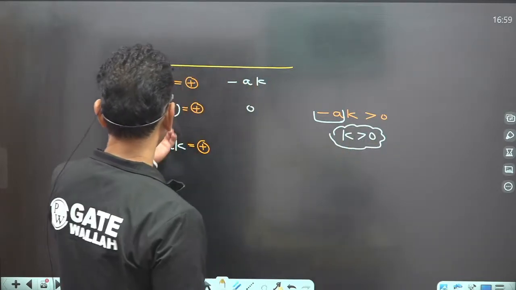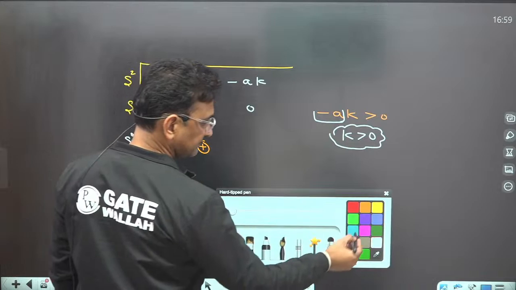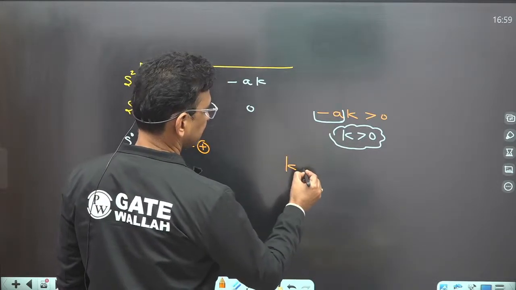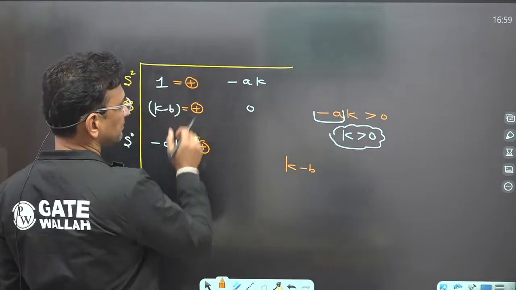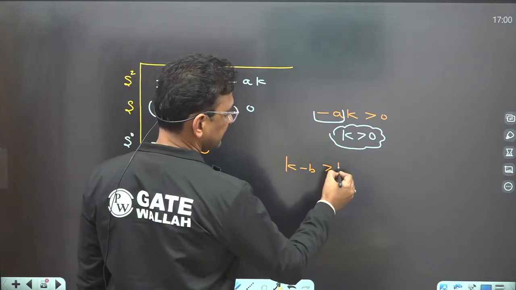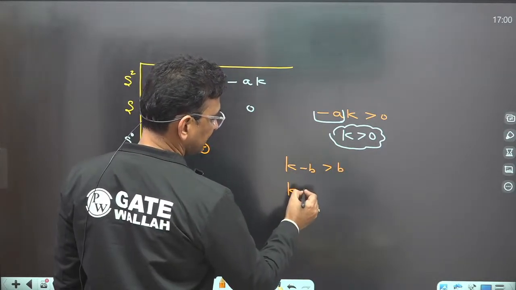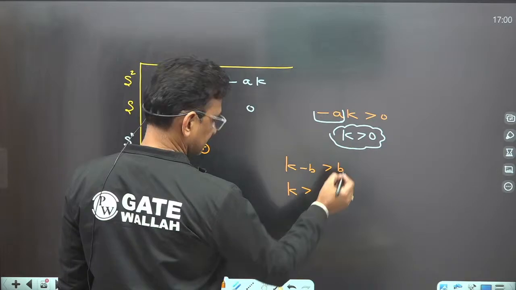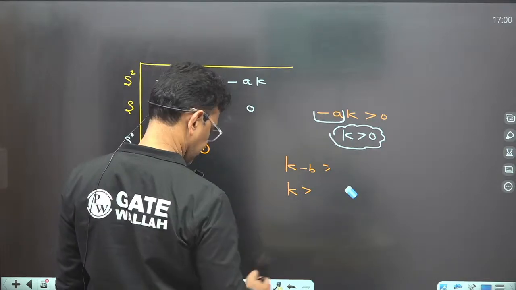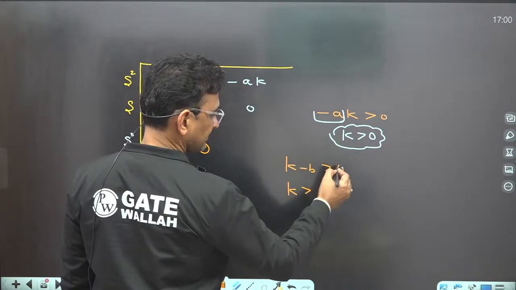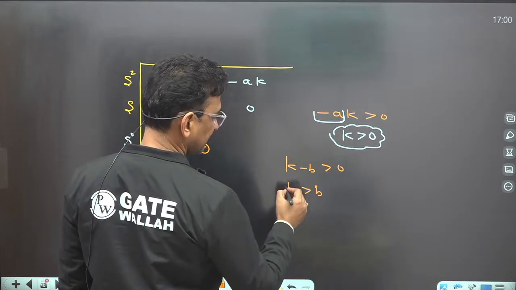Now come to the second equation, k minus b. K minus b should also be a positive number. That means its value should also be greater than 0. That means the value of k should be greater than b. What does it mean?